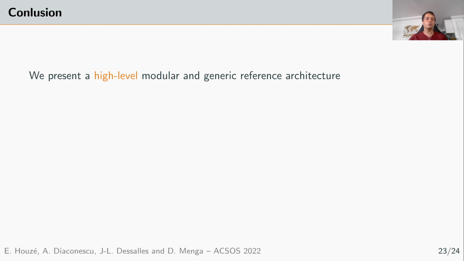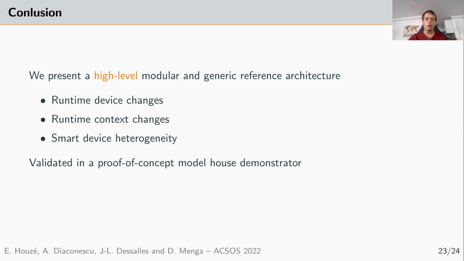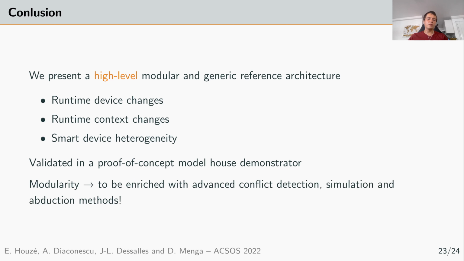In this work, we present a high-level modular and generic architecture for explainable smart homes. This architecture tries to answer the following challenges: runtime device changes, runtime context changes, and the heterogeneity of smart devices. We use a proof of concept model house demonstrator to validate our approach and generate some interesting examples. And finally, our approach aims at being modular and generic, so it is meant to be enriched with more advanced techniques for conflict detection, for simulation, and for abduction, which opens up the way towards future works in the area of explainable smart homes.